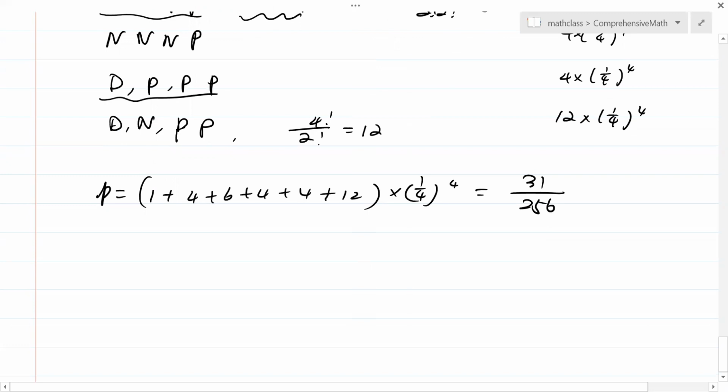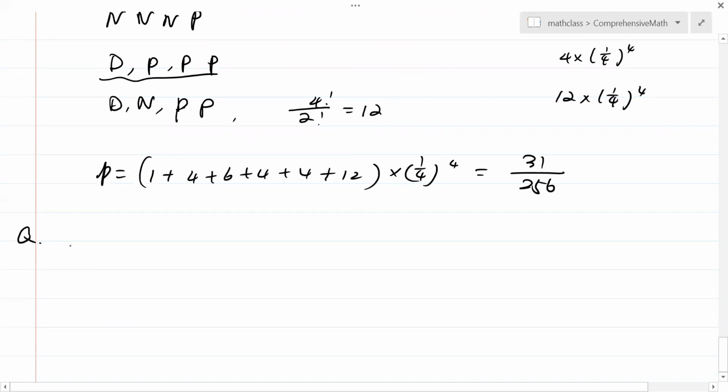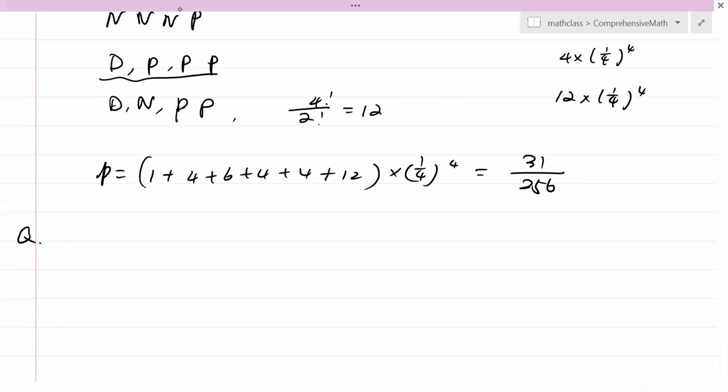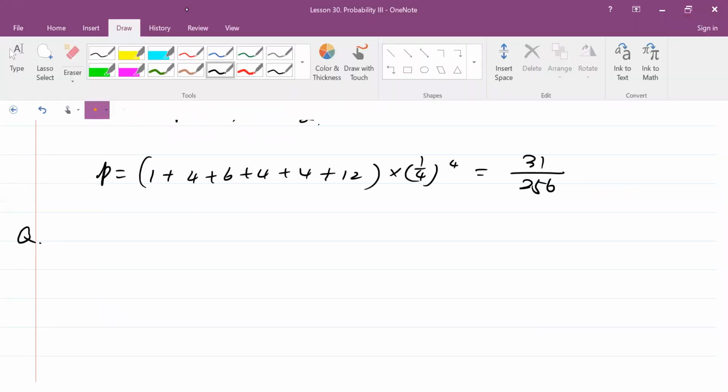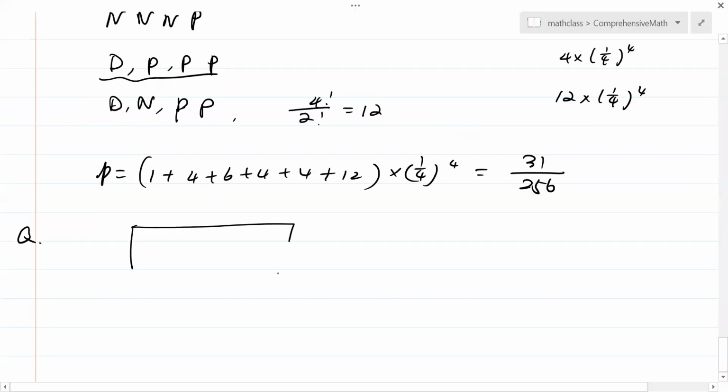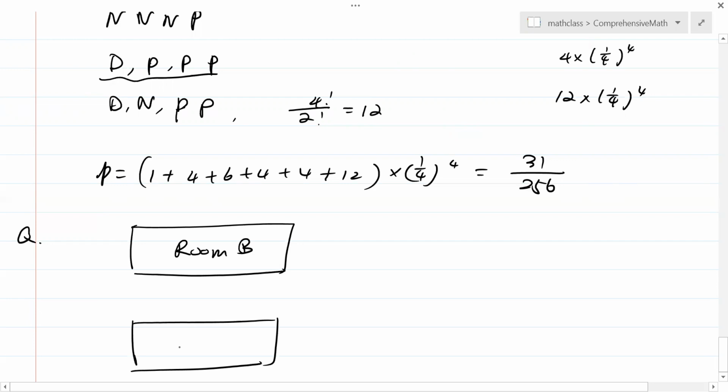Okay, our next problem is also very interesting. So here's a picture. I have two rooms. That's room B, and that is room A. That's a starting point. The one person, you don't see that, either goes to the left or to the right.